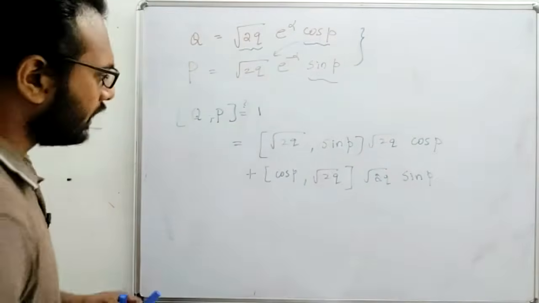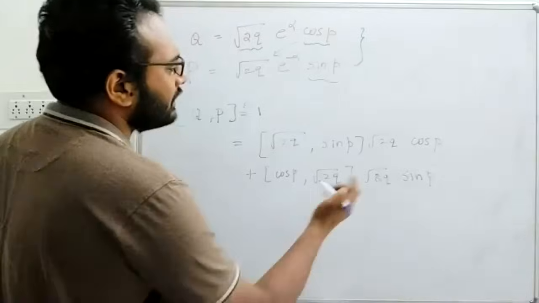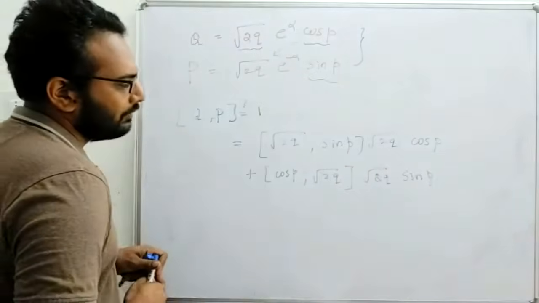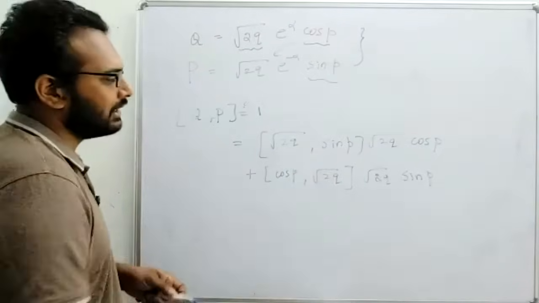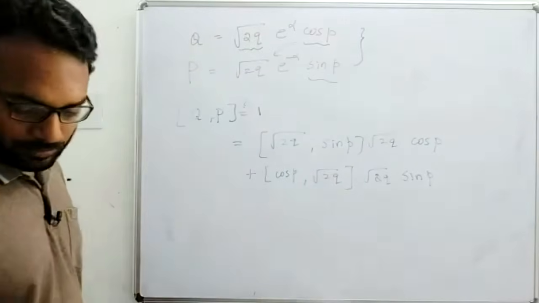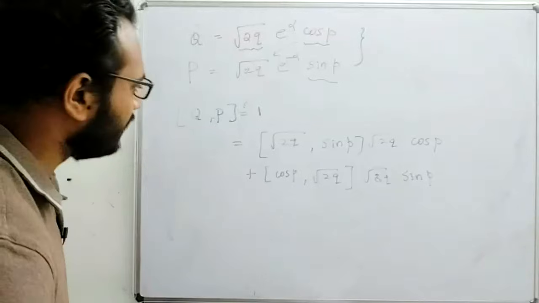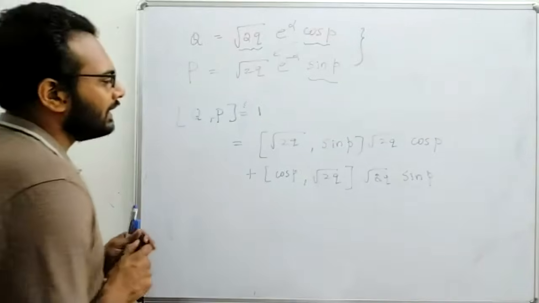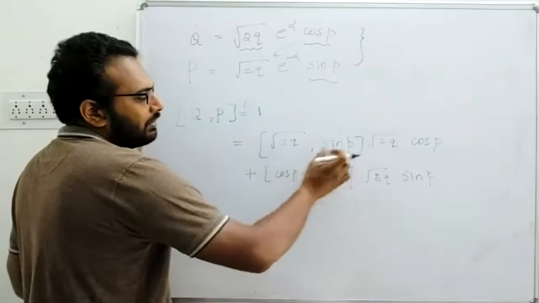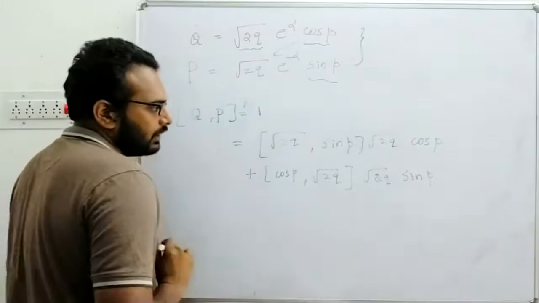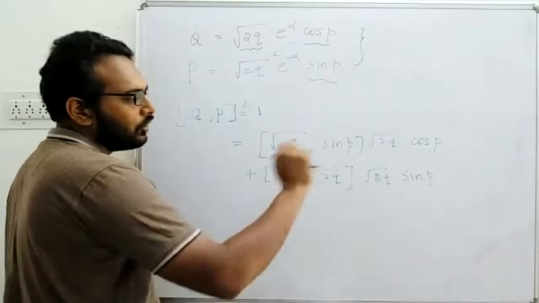Okay. All right. Now it's better to use the fundamental definition, because you have a square root of 2Q, or you have to square this and then use some other identity. It's better to use the fundamental Poisson bracket definition. So if you see here, it's the derivative of the first one with respect to P multiplied by the derivative of the second one with respect to P, right? And then in the opposite order.